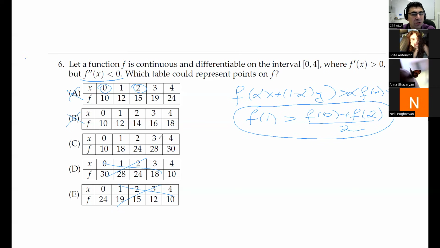And we can actually change x, y, not choosing only 0 to 2. We can choose 1 and 3. And the middle point should be strictly greater than f1 plus f3 over 2. But in this case, we are left with only this.